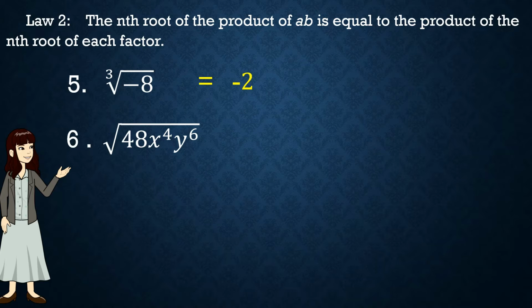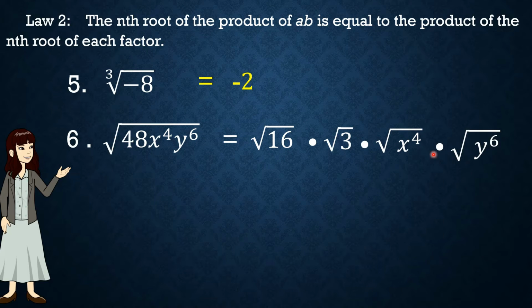Square root of 48, x raised to 4, y raised to 6. So think of two factors whose product is 48. That will be 16 times 3, because 16 has a perfect square. Times x raised to 4, then y raised to 6. These are perfect squares. So what is the square root of 16? It becomes 4. Square root of x to the 4th is x squared. Square root of y raised to 6 is y cubed, and the remaining is square root of 3. So our answer is 4x squared, y cubed, square root of 3.